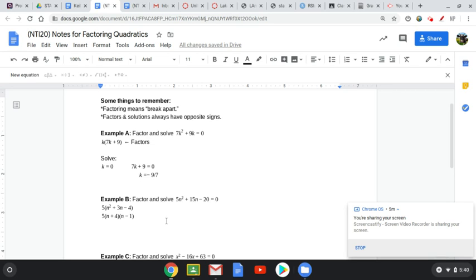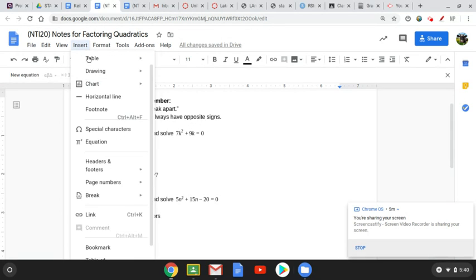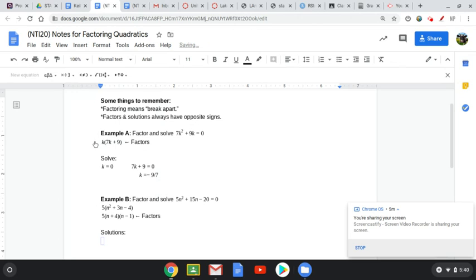But here's the thing. If it asks for solutions, I'm not done. I've got to take each piece and set it equal to 0. So I say, okay, this time I have 3 pieces. So I set 5 equal to 0. Then I come over here and I set n plus 4 equal to 0. And then n minus 1 equal to 0. And I'm going to solve each piece. So let's take it step by step.